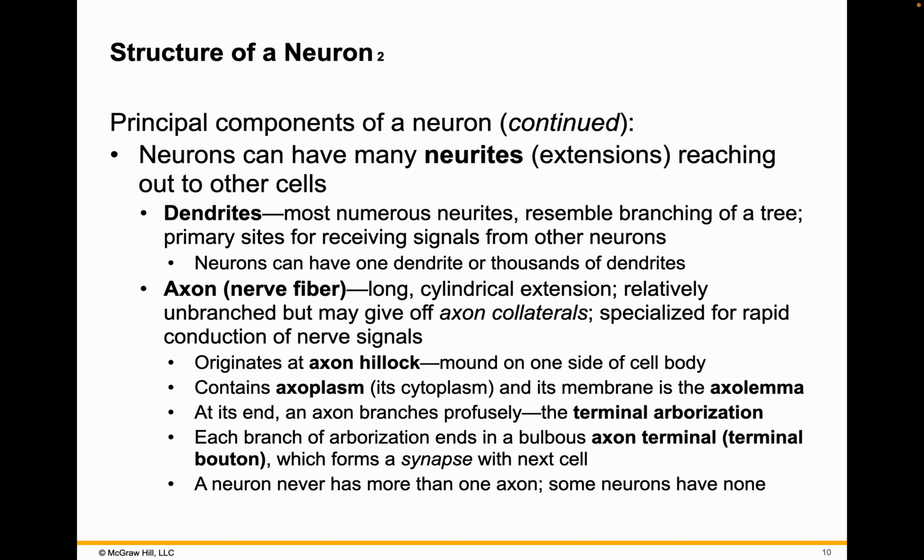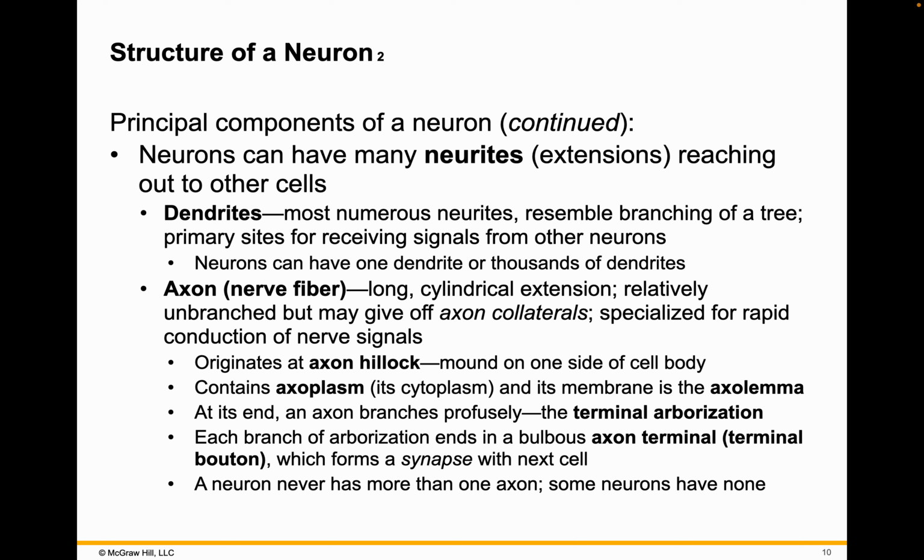They have neurites, or extensions, that reach to other cells. Dendrites are the most numerous of the neurites. They resemble branching trees. They're primarily the sites for receiving signals from other neurons. Neurons can have one dendrite or thousands of dendrites.